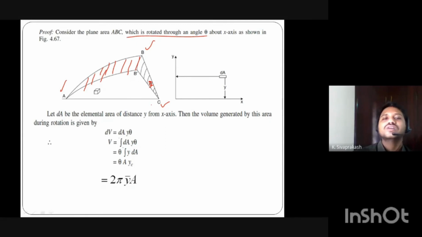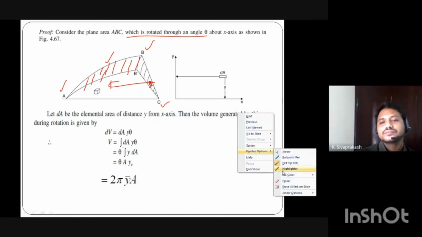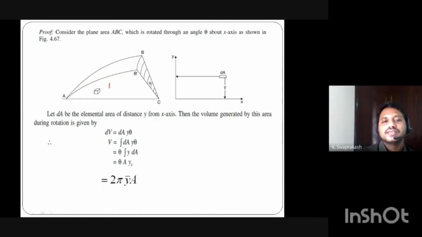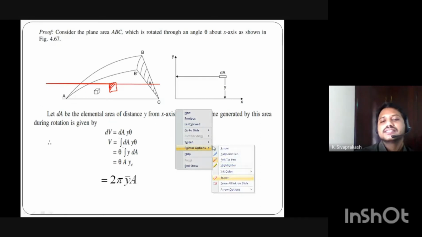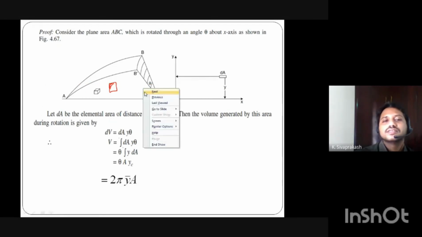Okay, now how can you find the solid volume by rotating the plane area? By applying theorem 2. To prove this, first you should take one element. So I am taking one element. This is the element, and this is the front face of the element. The front face of the element I represent with the element area dA.